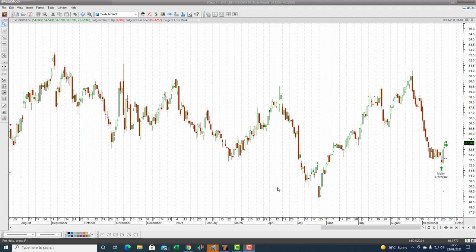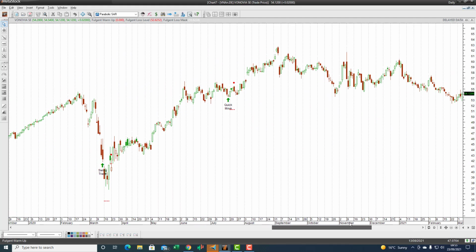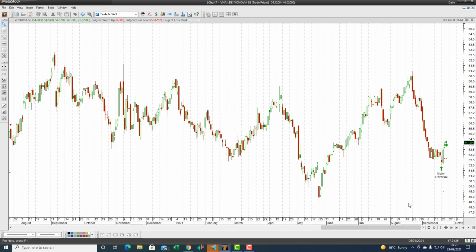Next up is the Vonovia stock. We've got a major market reversal signal here by the AI. These major market reversal trades can last for quite a long time, rather than a quick swing trade move.